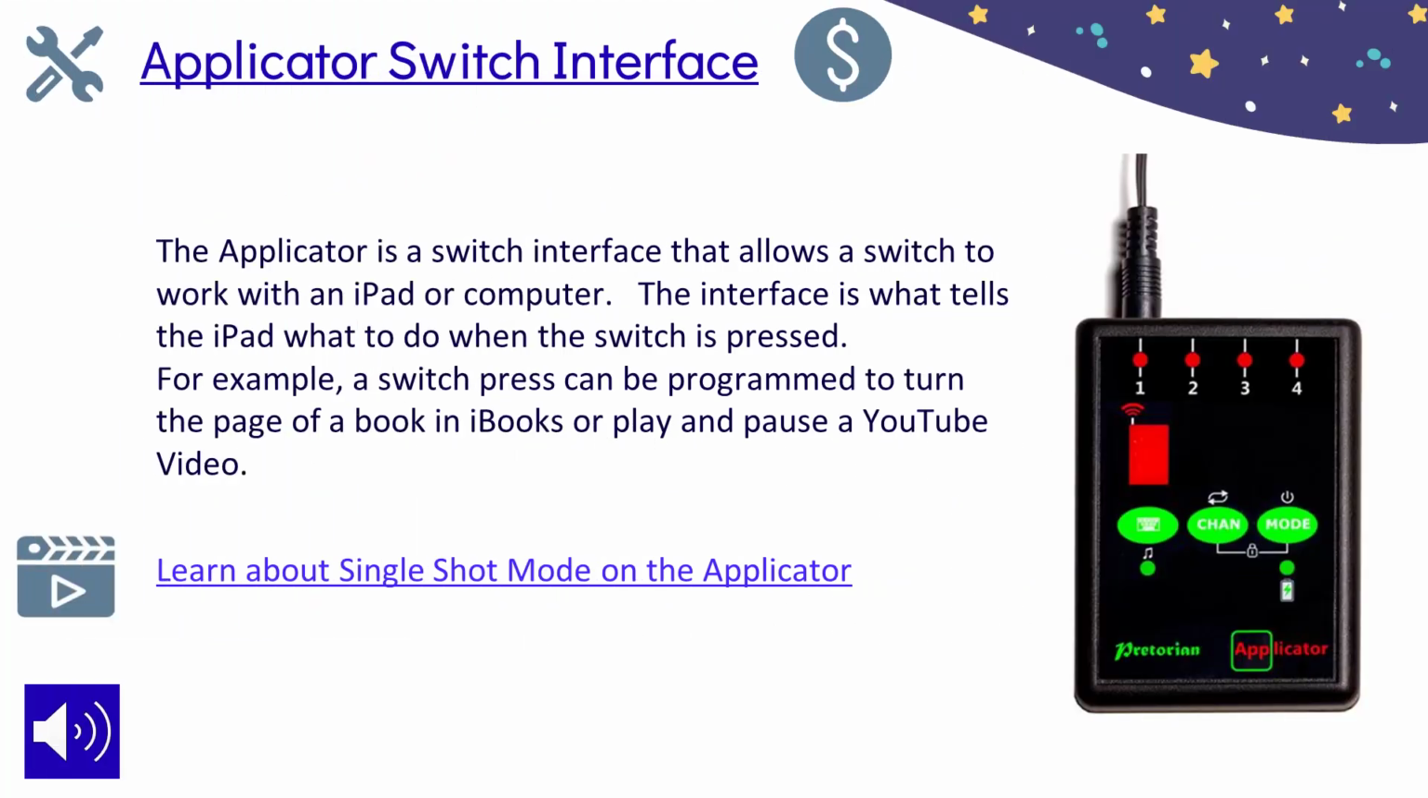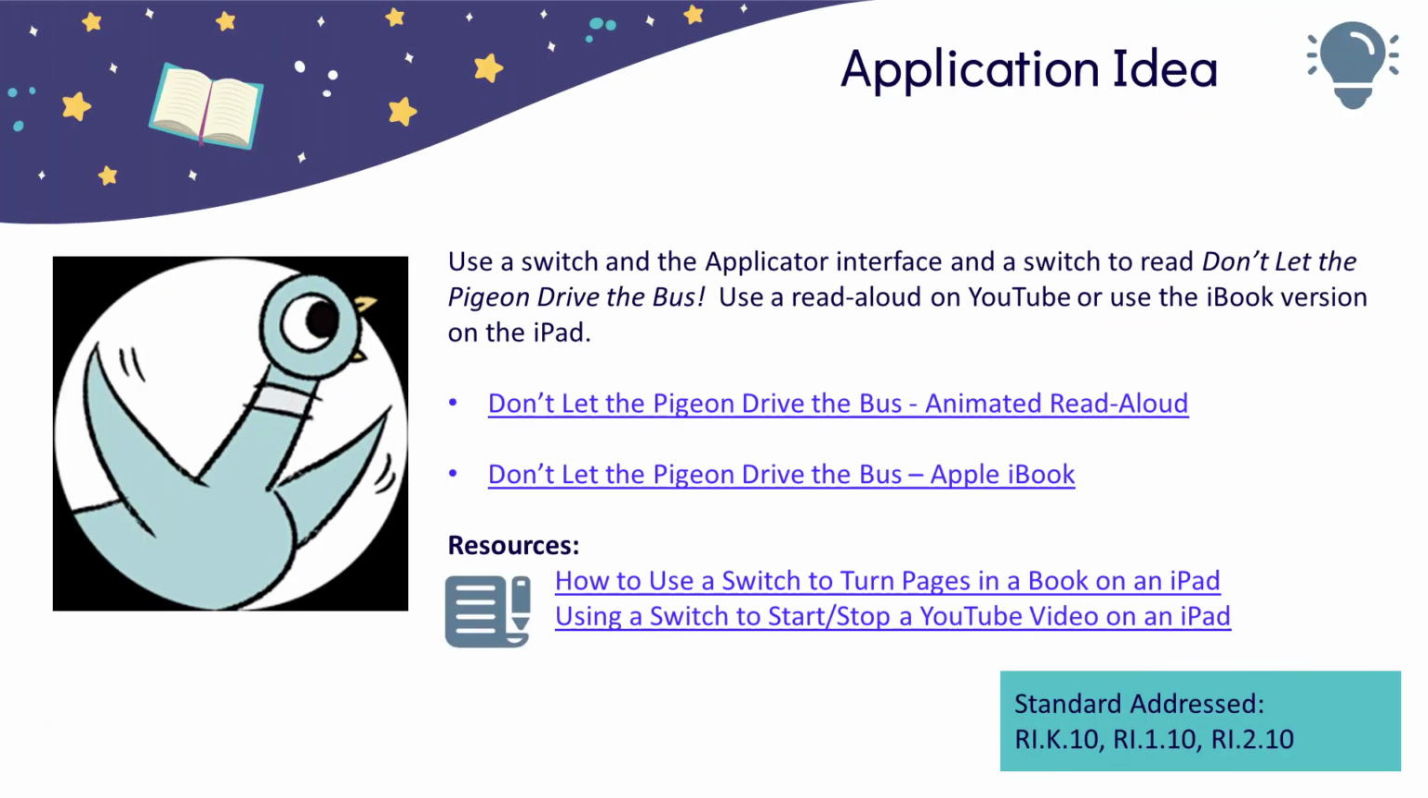Switch access to the iPad requires a Bluetooth device that connects to the iPad and has switches connected to it. See the video on how to set up your student for switch access to the iPad. In this application idea, you put the interface and a switch to use, with your students being able to turn pages of a book in iBooks or to pause and play a video of someone reading a story. It's a great way to engage kids in reading and allow them some independence in that reading.